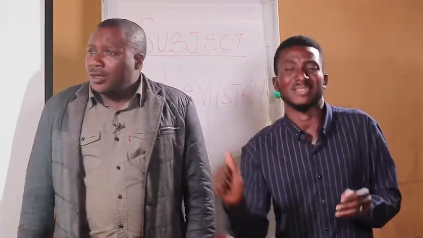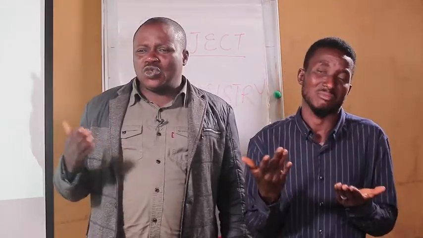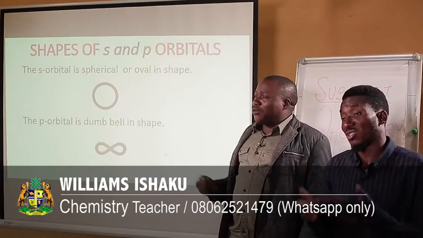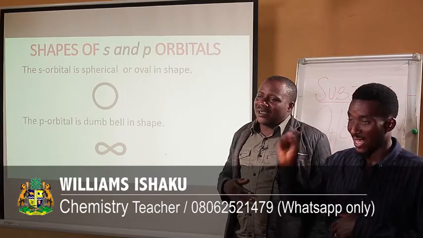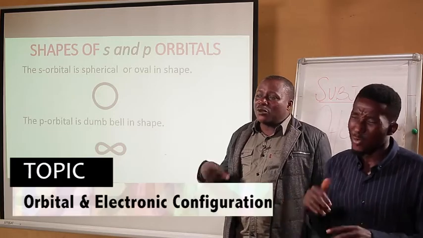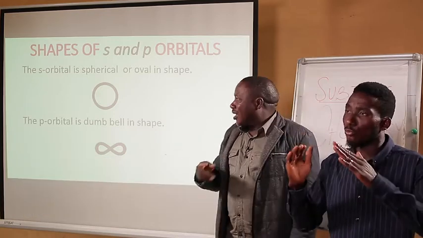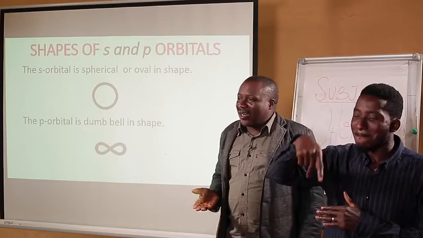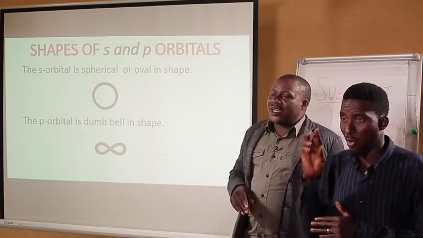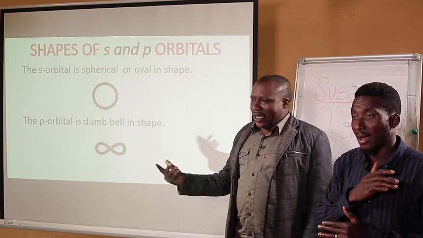My student, in your exam, sometimes as simple as it might look, they can ask you to give the shape of s and p orbitals. In chemistry, we are made to understand that the shape of the s orbital is spherical. Some would call it oval, while that of the p orbital is a dumbbell shape, as you can see above.